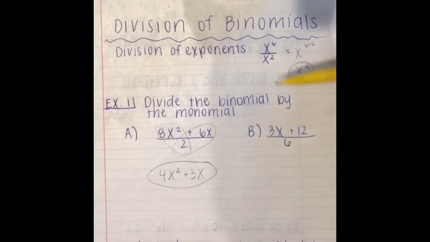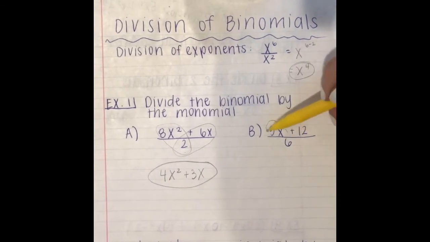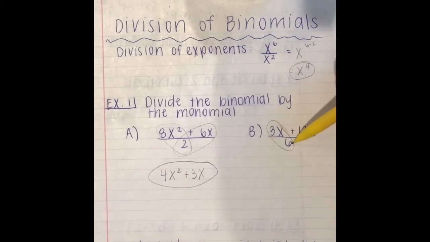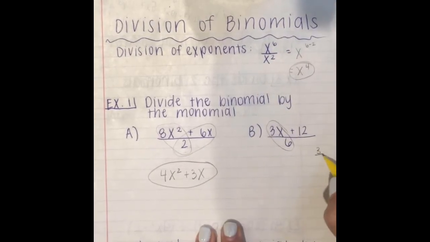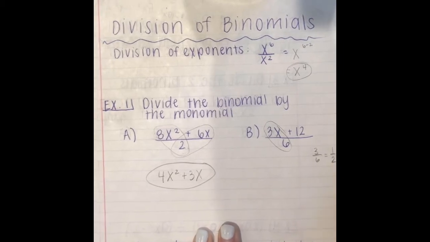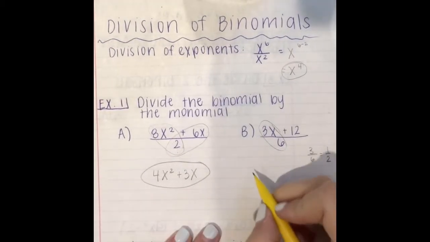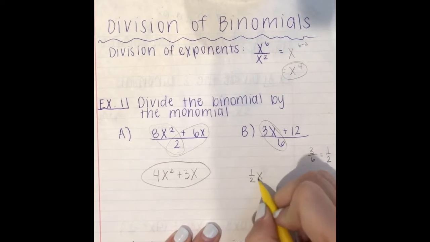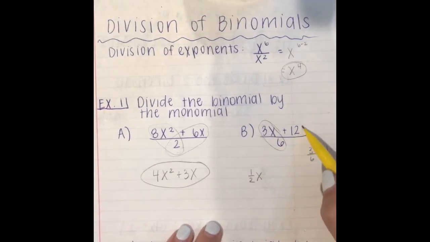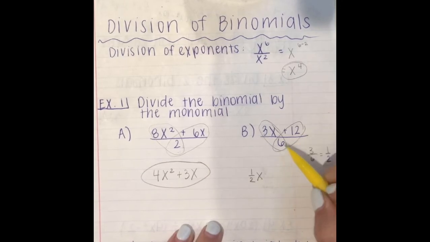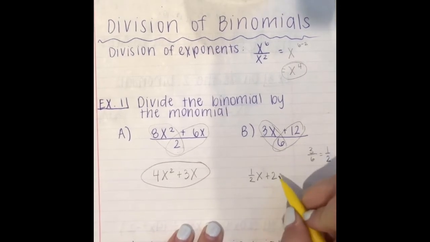Easy. So same thing over here. 3x divided by 6, 3 over 6, it's not 6 divided by 3, you have the smaller number on top, right? So you're looking at the fraction 3/6, which simplifies to 1/2. So that means you have a 1/2 x, because 3 over 6 is 1/2, bring down our x. And then 12 divided by 6 is 2.